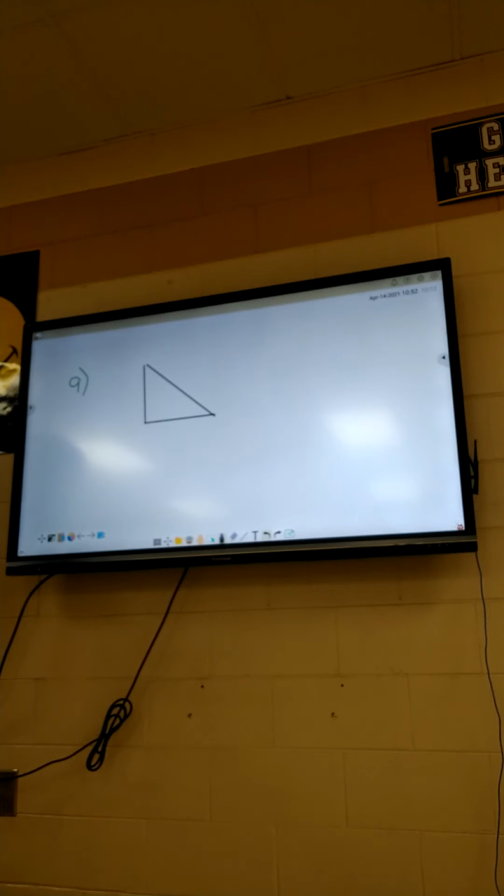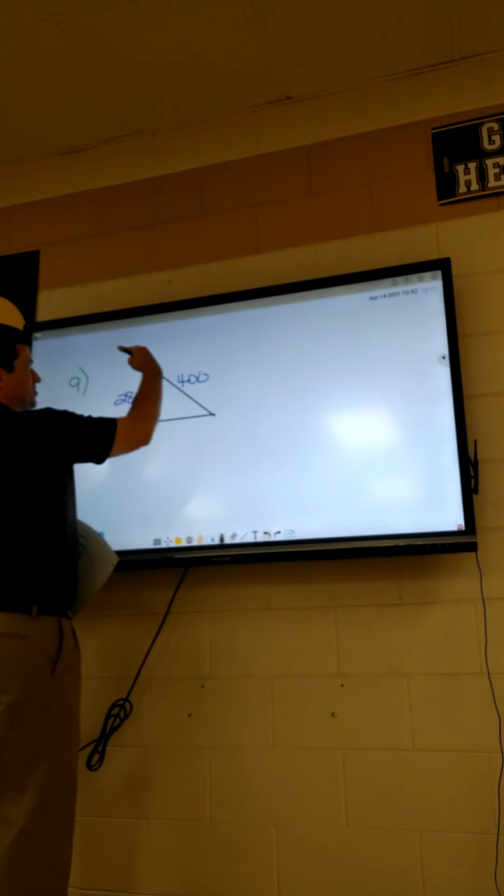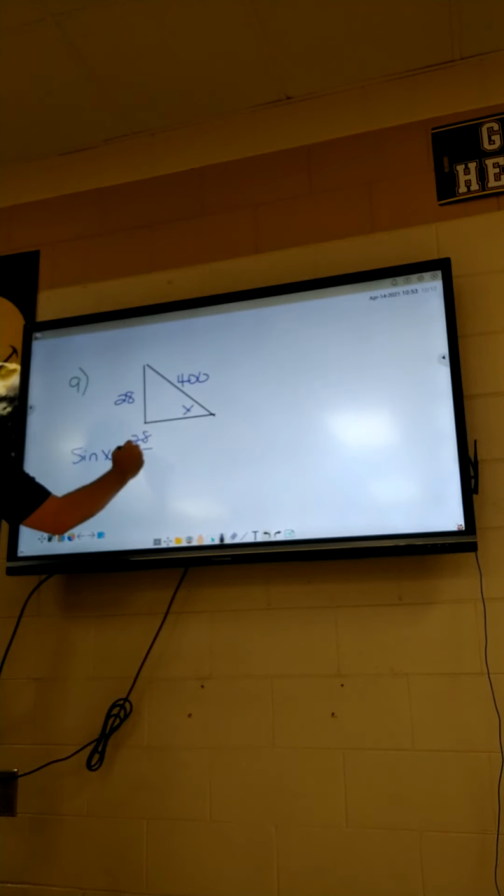All right, number 9 says, in a parking garage, each level is 28 feet apart. Well, think about it. If the floor is the first level and there's the second level, your 28 feet is going to be from here to here. Y'all got to have 28 right there. 400's on the ramp. I think it's got to be on the hypotenuse because that's what you drive up. So this one is opposite and hypotenuse, so this one's sine. Sine of x equals 28 over 400.